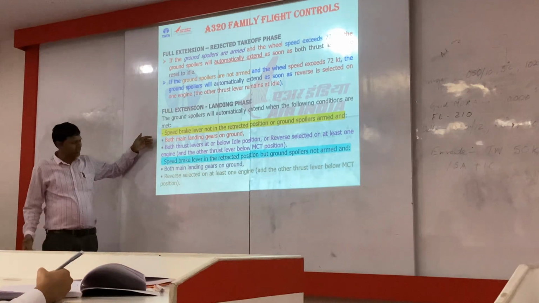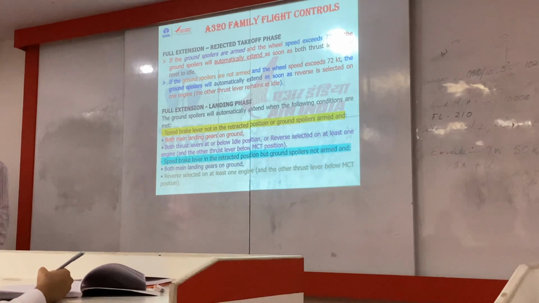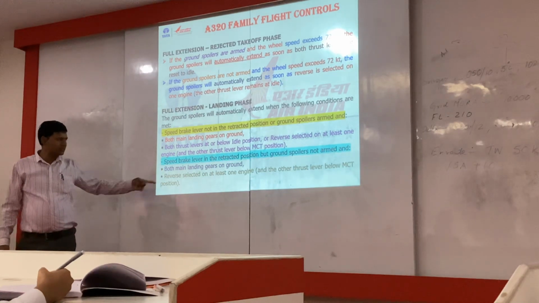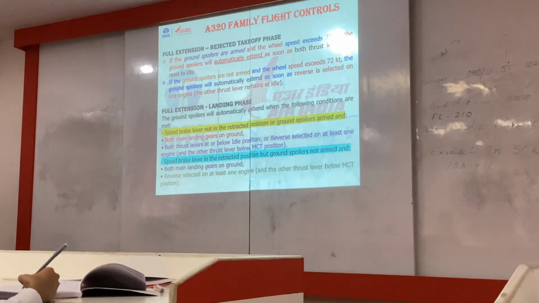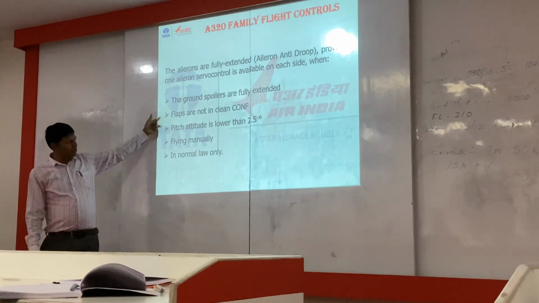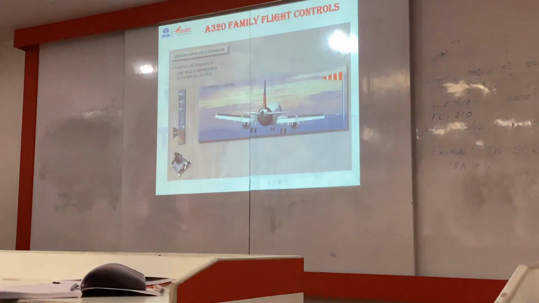So under these conditions it will extend. Sorry, the speed brake lever is in the retracted position. By chance the pilot has forgotten, still the protection is there. When both main landing gears are on ground and reverse is selected on at least one engine and the other thrust lever is at or below idle, the moment reverse is selected, the speed brake extends. Ailerons are fully extended under certain conditions: provided one aileron servo controller is available on this side, the ground spoilers are fully extended, flaps are not in the wing config, pitch attitude is lower than the limit, and you are flying manually in normal law. Under these conditions the ailerons are fully deflected.